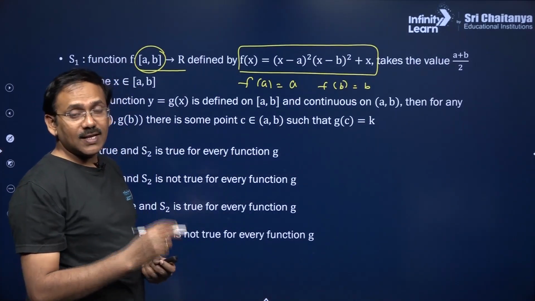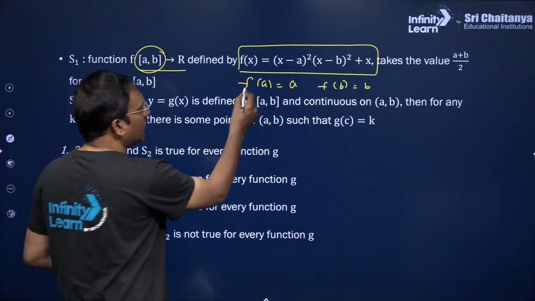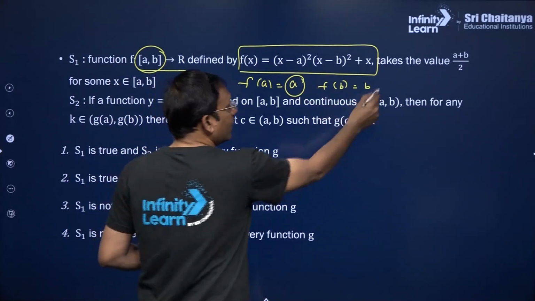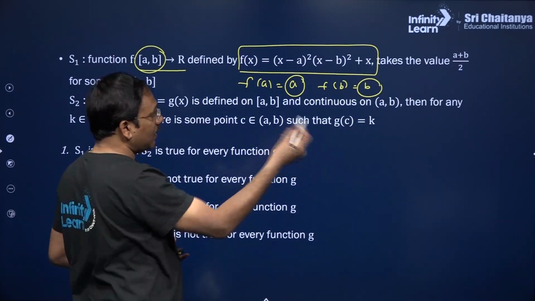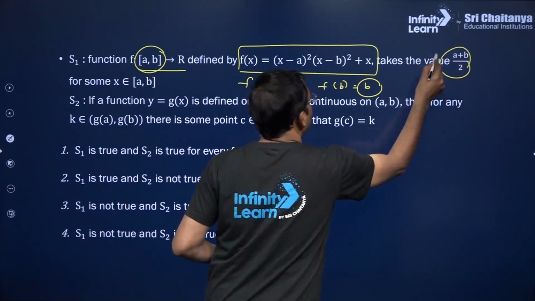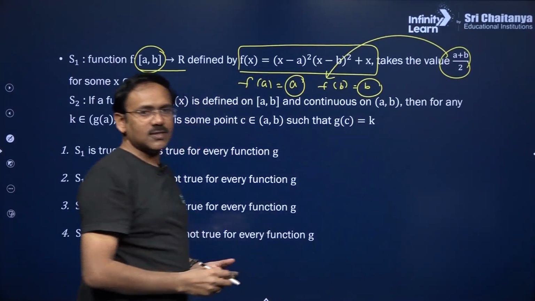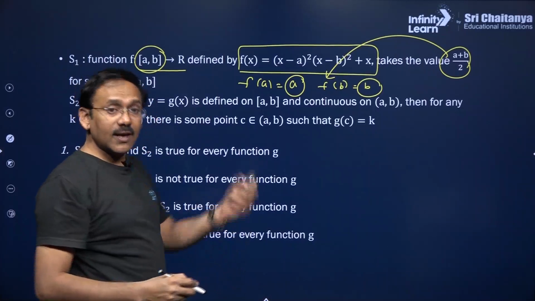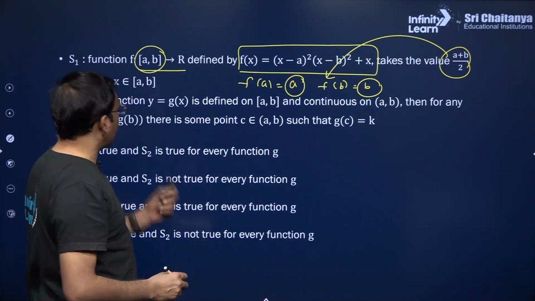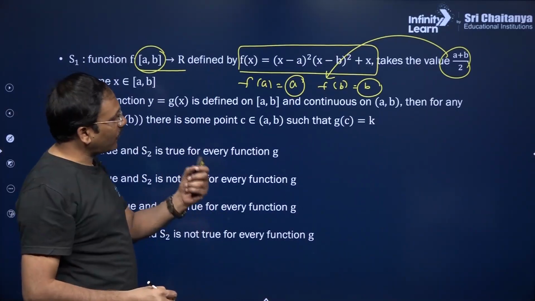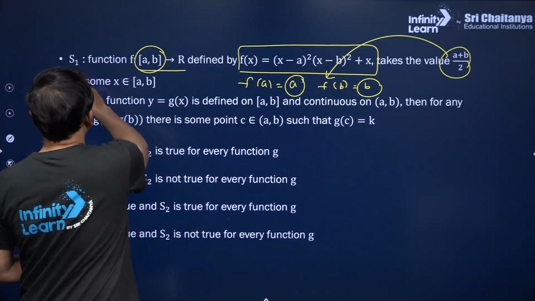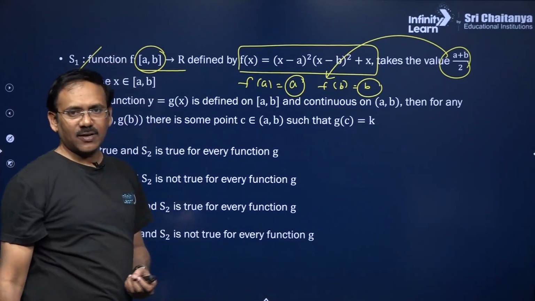So we can say that f takes every value between f of a and f of b. So this is f takes every value between a and b. Undoubtedly a, b are different numbers, (a plus b) by 2 lies between these two, my dear friends. So definitely f takes the value (a plus b) by 2. That means there exists some number c such that f of c is equal to (a plus b) by 2. That is the meaning. So statement 1 is perfectly correct, my dear friends.